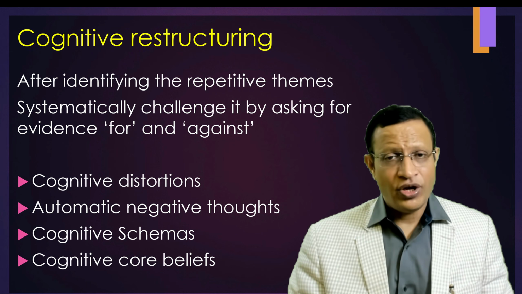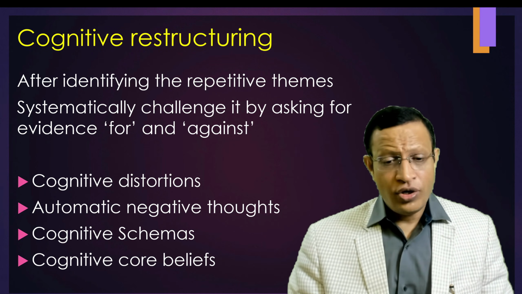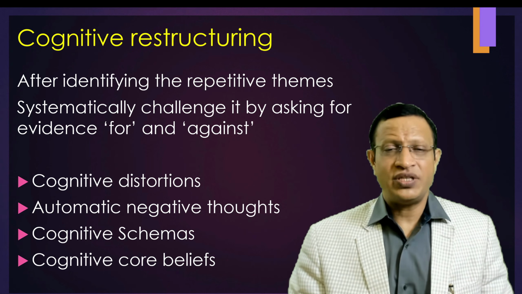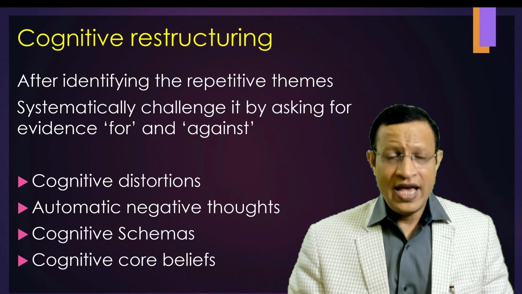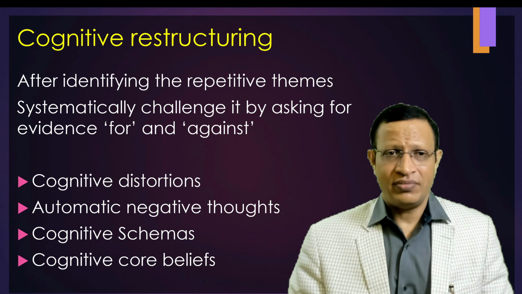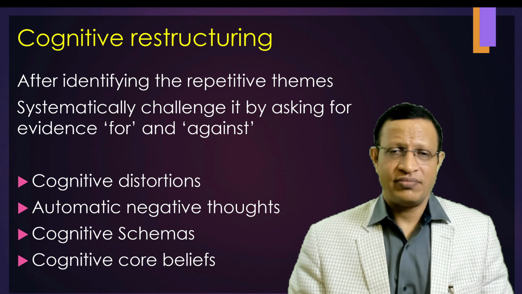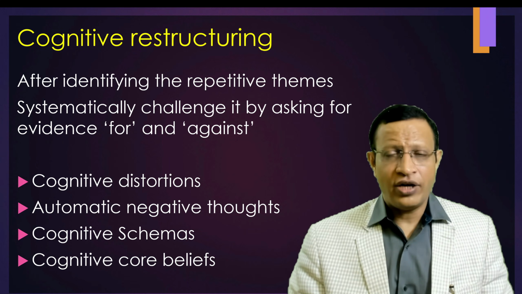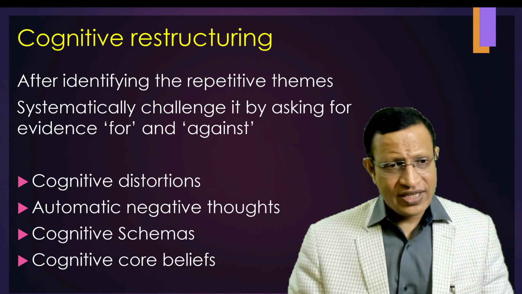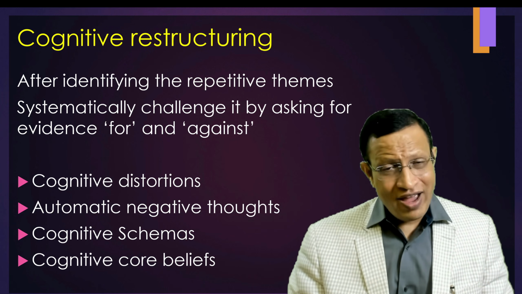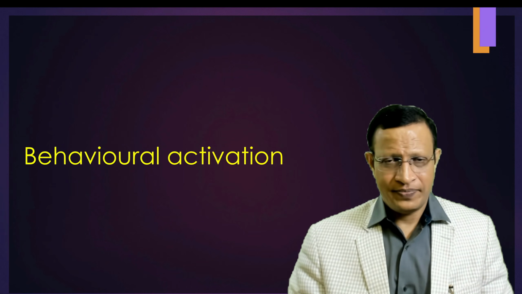At the same time, when you do cognitive restructuring, you need to identify those repetitive themes, repetitive cognitive distortions which are coming in the way of the client. You need to systematically challenge them. And you need to ask for evidence for and against those cognitive distortions. You need to look for automatic negative thoughts, look for cognitive schemas and cognitive core beliefs. And you need to challenge them. You need to ask the patients to give evidence for and against.